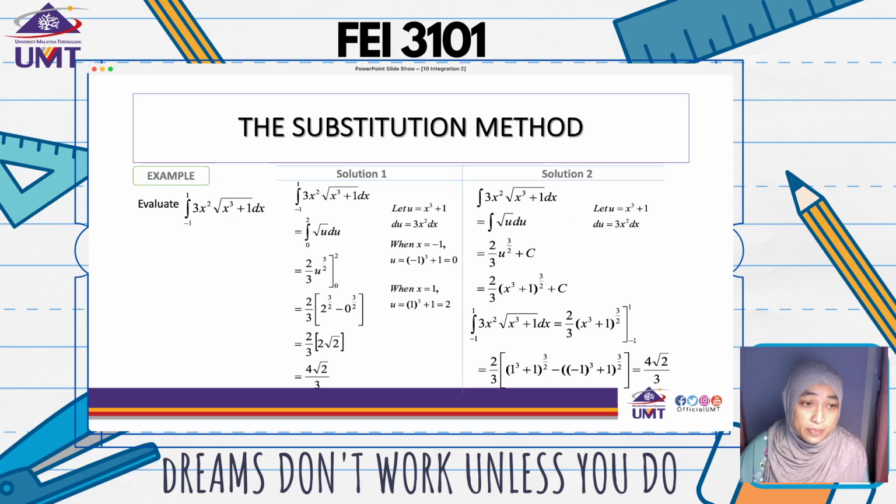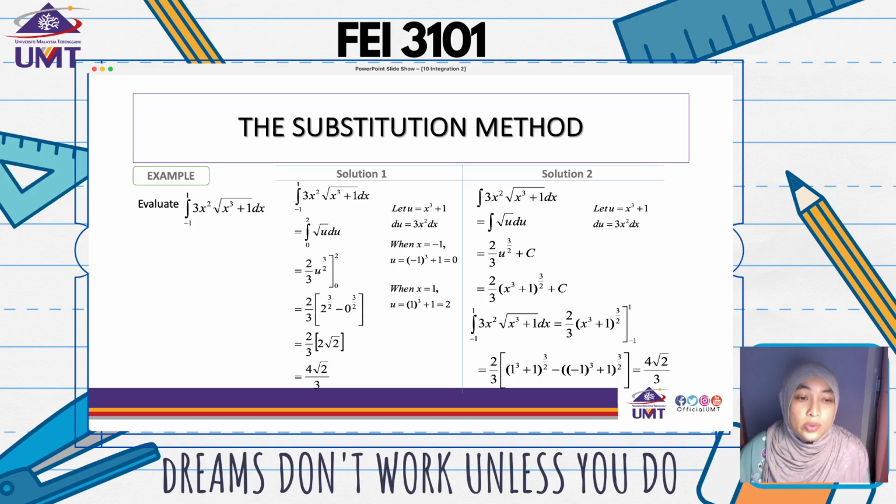How to do this? This is the example for the integration from -1 to 1 of 3x squared times square root of x cubed plus 1 dx. As solution 1, in this case let u equal x cubed plus 1, so du is equal to 3x squared dx. So don't forget, the range is not the same anymore, so you need to substitute the range as well. You take x equals -1 in u, and you'll get u equals (-1) cubed plus 1, which is equal to 0. And when x is equal to 1, substitute it here and you will get 1 plus 1, which is equal to 2. So your new range will be from 0 to 2.